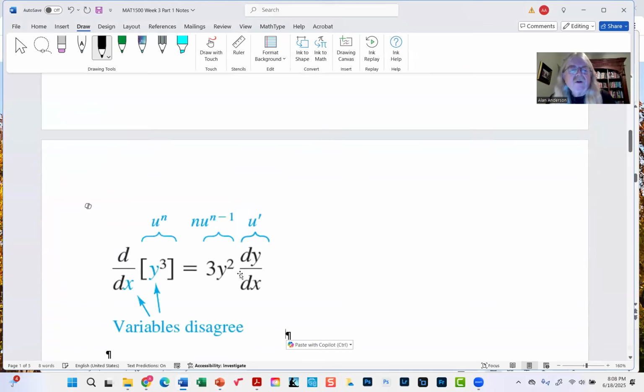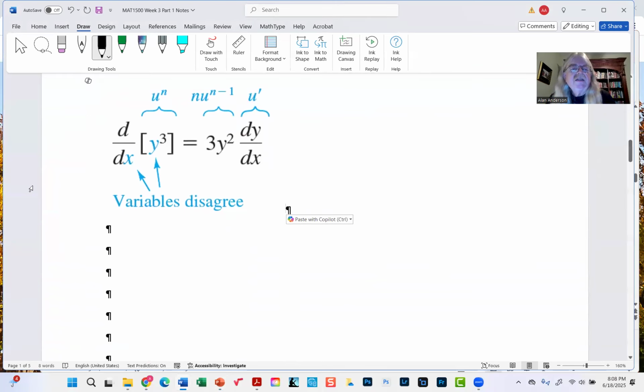So here's how it works. They're trying to help us remember what we're doing here, because if you notice, we're taking the derivative of y cubed with respect to x. As they point out here in blue, the two variables disagree with each other, and that's how we know that we have to use the chain rule. Because y is itself a function of x, there's an implicit chain rule going on here.